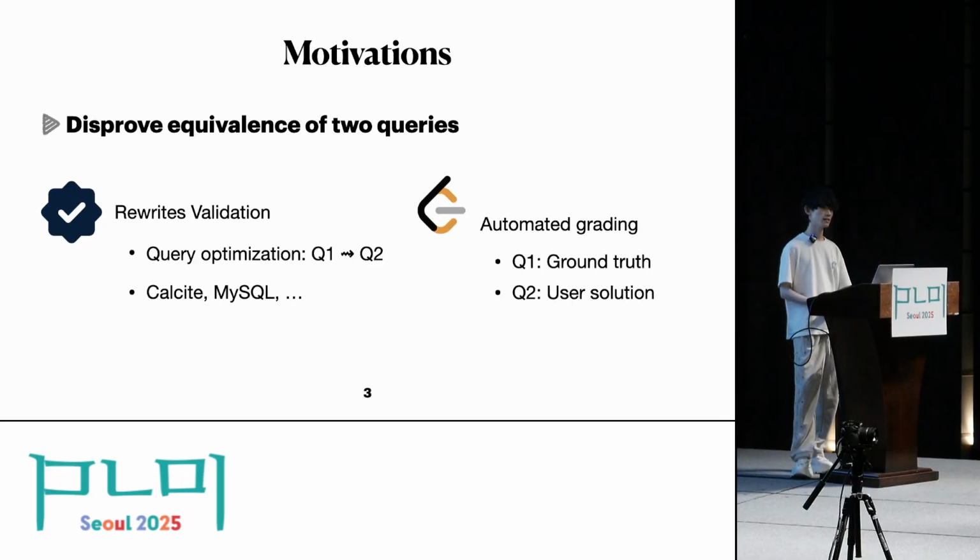Equivalence checking is also useful for automated grading. In this case, it allows us to automatically check that the user solution matches the ground truth query. And if it is wrong, provide a counterexample to illustrate the user's mistake.